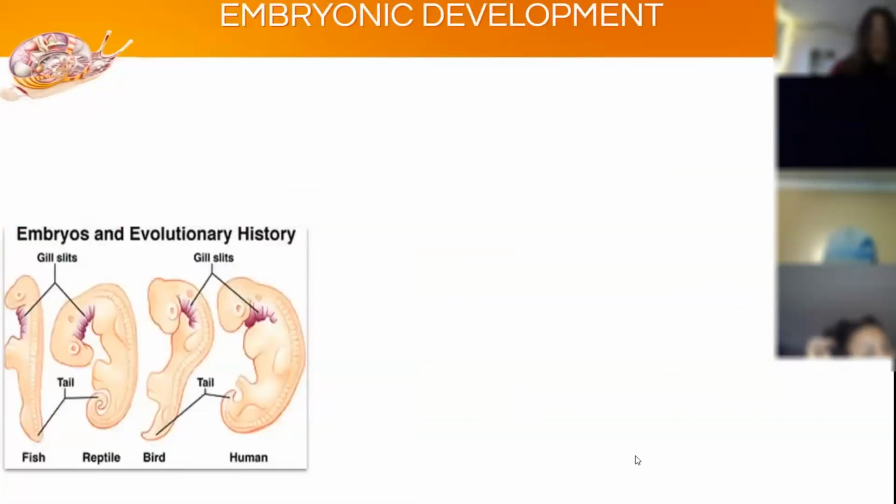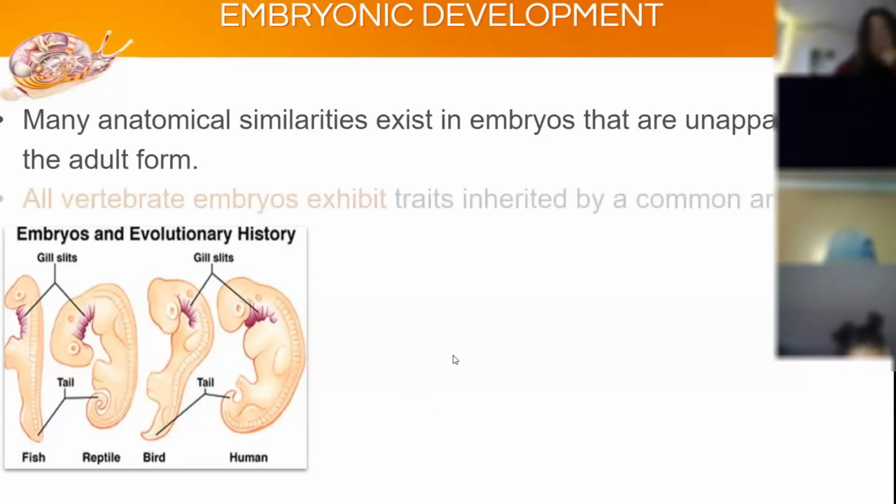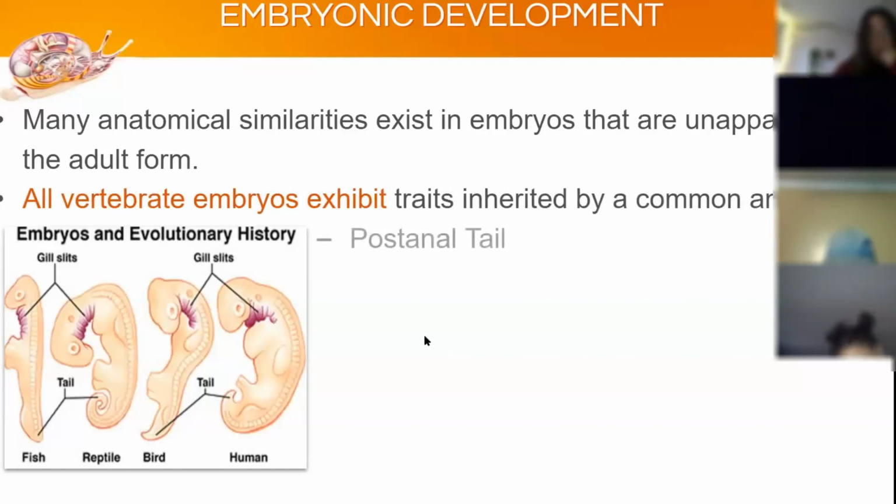The embryonic development, the fact that at the embryo stage, related organisms have similar features. So the fish, the reptile, the bird, the human, we all have gill slits in the embryonic stage. They develop into different structures in the adult form, like our lungs. We all have the tail when we are in the embryonic stage as well. So we can see that the more closely related organisms are, the more similar their embryonic stages are. So they might not be apparent in the adult form, but they are apparent in the embryonic stage.